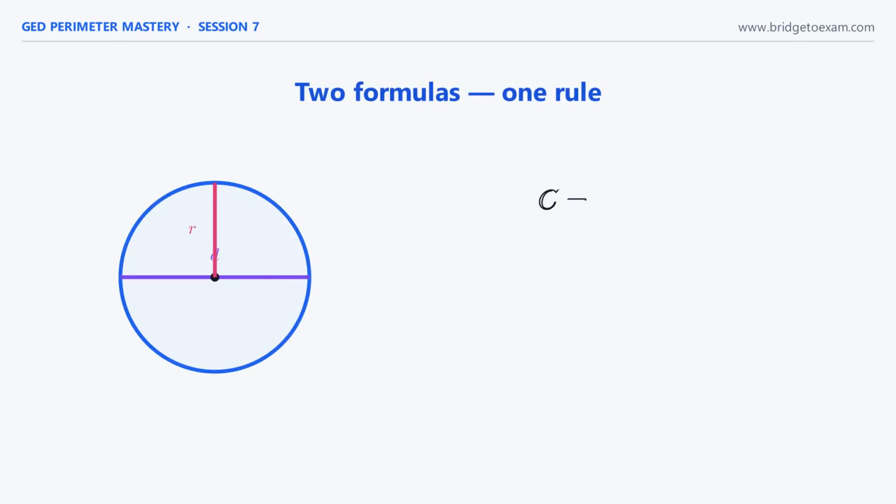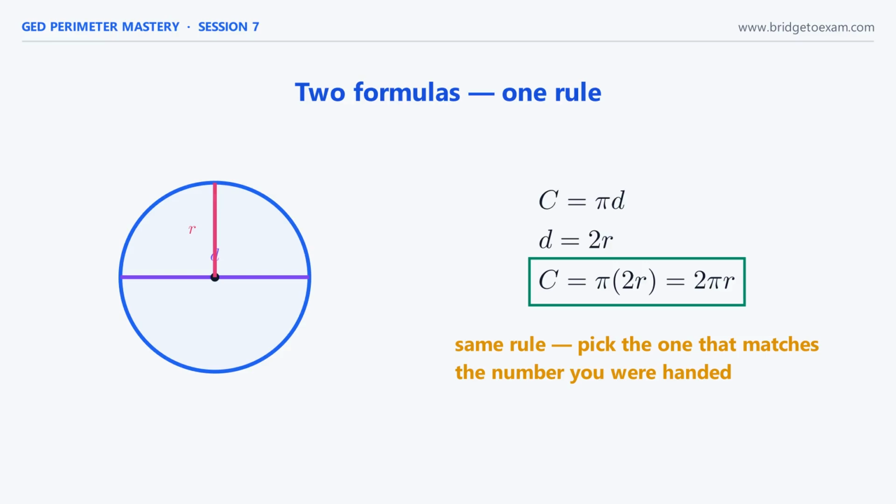Circumference has two formulas. C equals pi times d and C equals 2 pi r. They are not different rules, they're the same rule. Because d equals 2r, substituting one into the other gives you the other. So don't memorize both as separate facts. Pick whichever one matches the number you were handed.